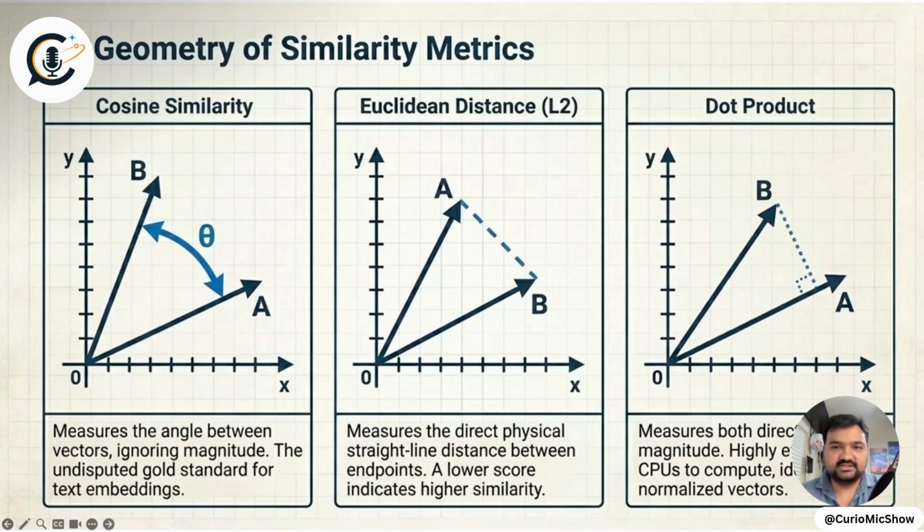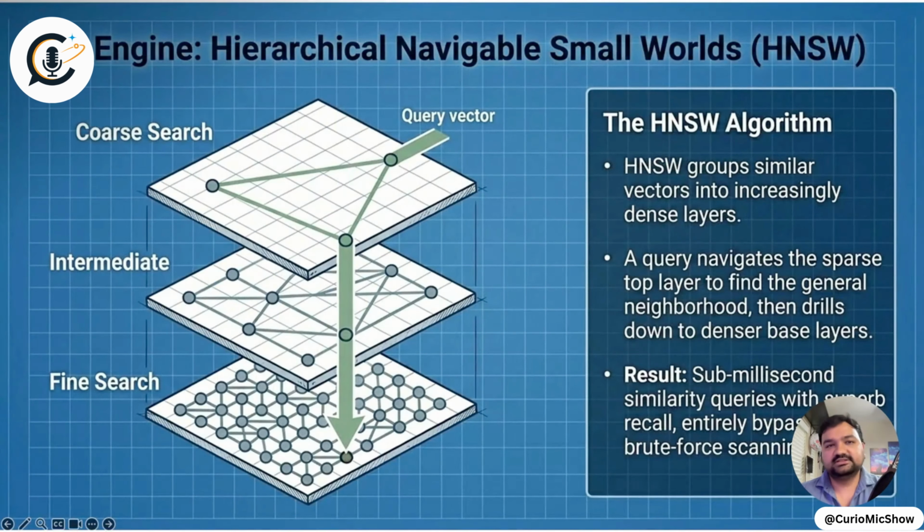So when someone says the vector database found similar documents, what really happened is a mathematical comparison. The database measures distance or similarity between the query vector and stored document vectors. The search is basically geometry wearing a hoodie. Let's talk about the engine, HNSW.